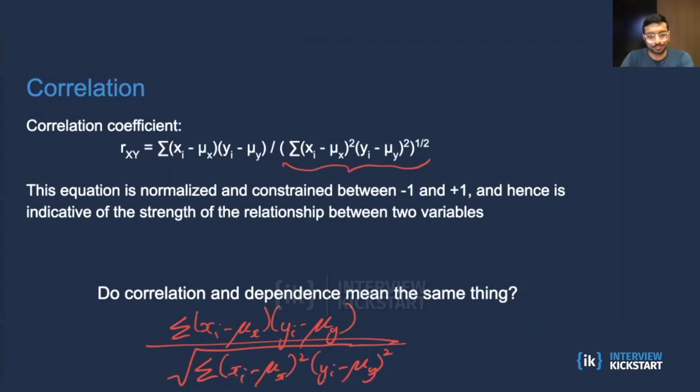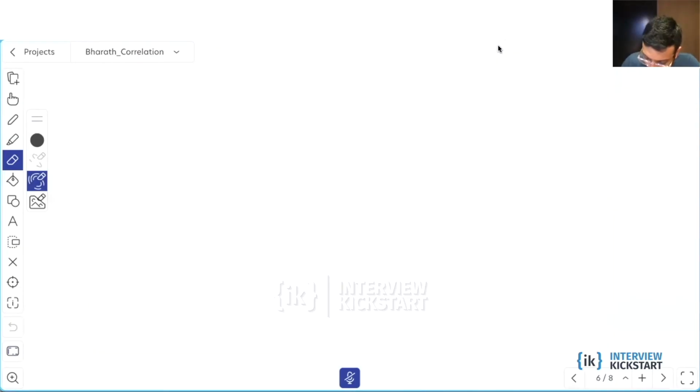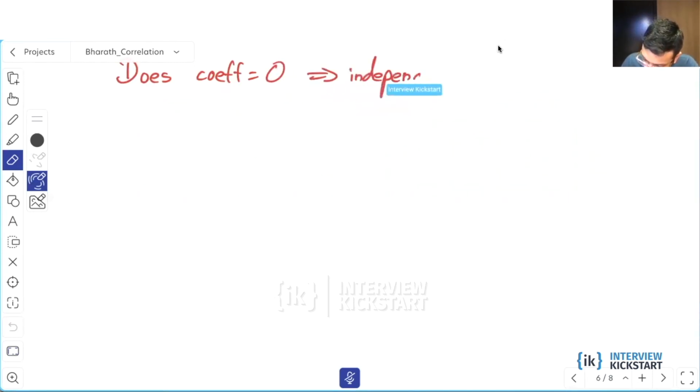Let's think of an example. Let's say, does correlation coefficient being equal to 0 imply independence? And can we think of examples to the contrary? Can we think of examples where you might have a correlation coefficient of 0, but you will have a dependence between the two variables? And the answer for that is actually fairly simple.